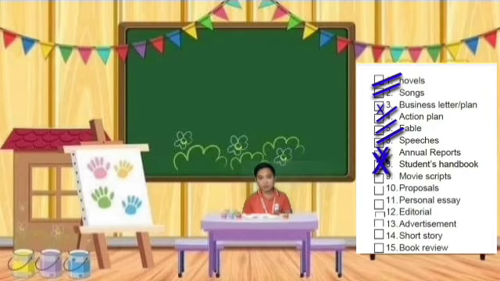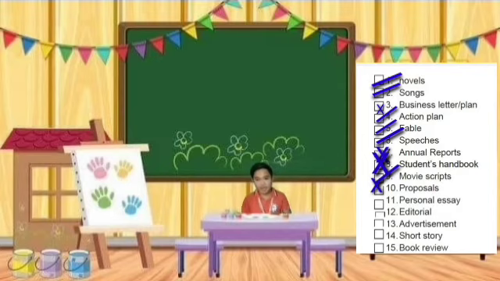Number nine, movie scripts. What's your answer? Okay, so the correct answer is creative writing because these are just scripts. Okay, number 10, proposals. The correct answer is, about business proposals, we have business proposals or whatever. Okay, for number 10, the correct answer is it is an example of technical writing.